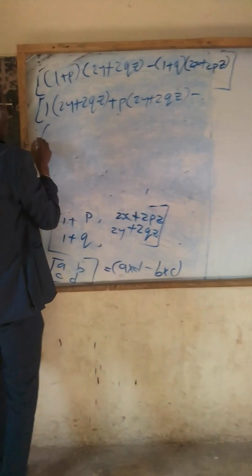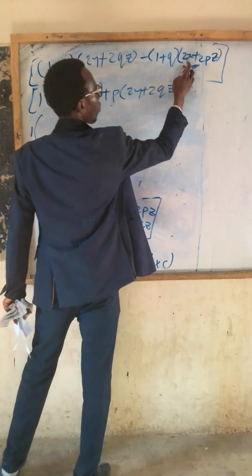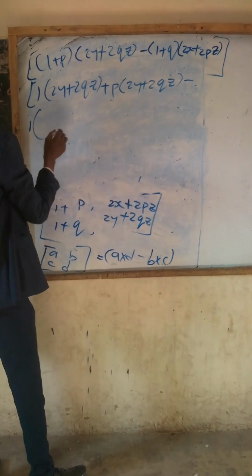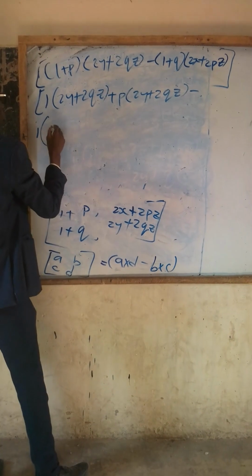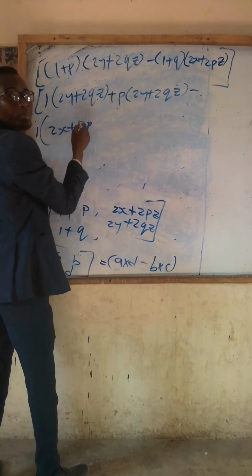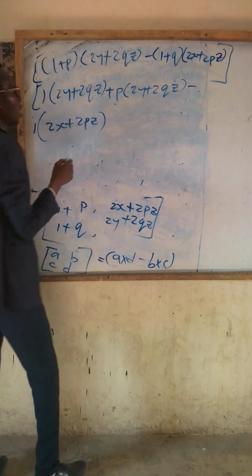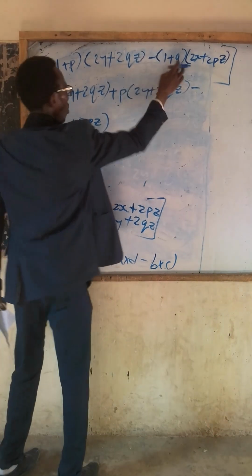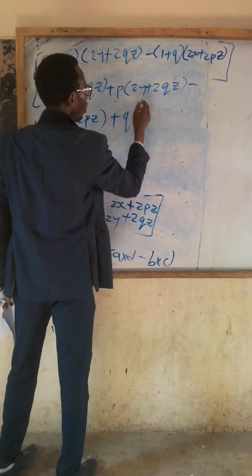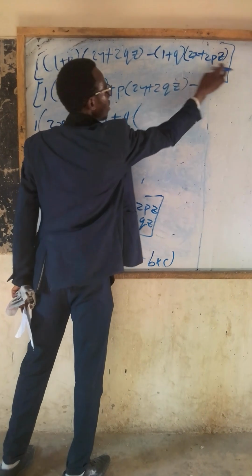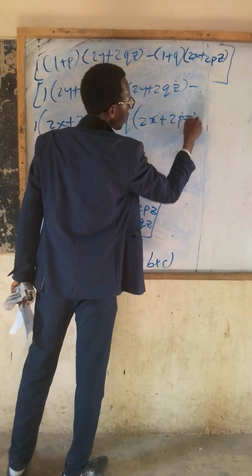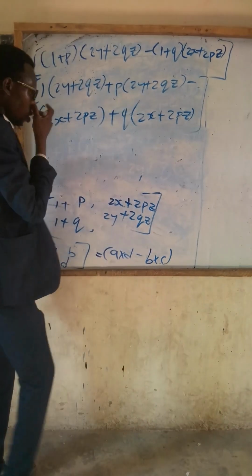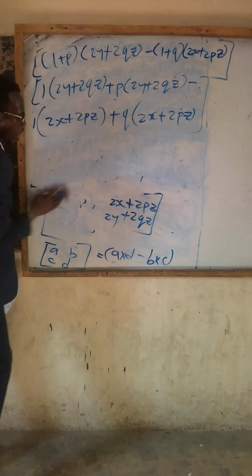So what do we have now? We have 1 multiplied by what? This, right? 1 multiplied by 2x plus 2pz. Are you getting me now? So we have what now? Plus q multiplied by this, which is what? 2 multiplied by 2x plus 2pz. Are you getting me now? So we have done that, and what next?